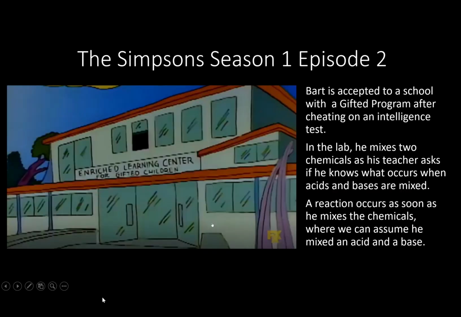In this episode, Bart is accepted to a school with a gifted program after he cheats on the admissions intelligence test. While he's in the lab, he mixes two chemicals, and his teacher asks him if he knows what occurs when acids and bases are mixed. A reaction occurs as soon as he mixes the chemicals in his hand, and I think it's safe to assume that he mixed an acid and a base.